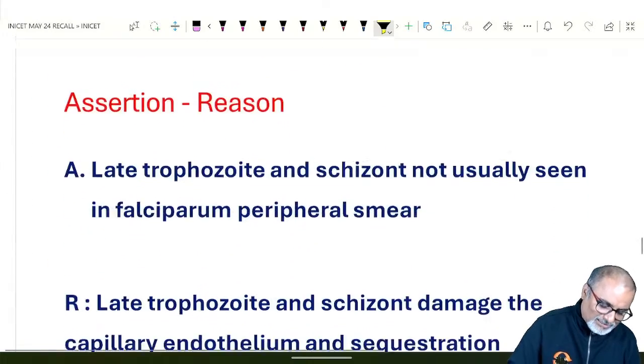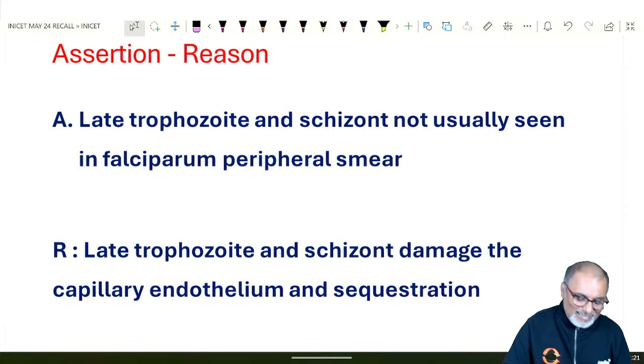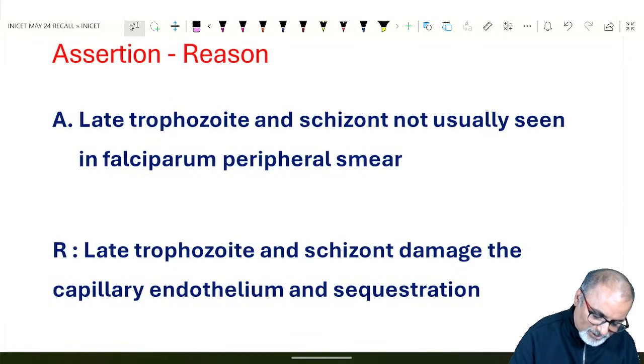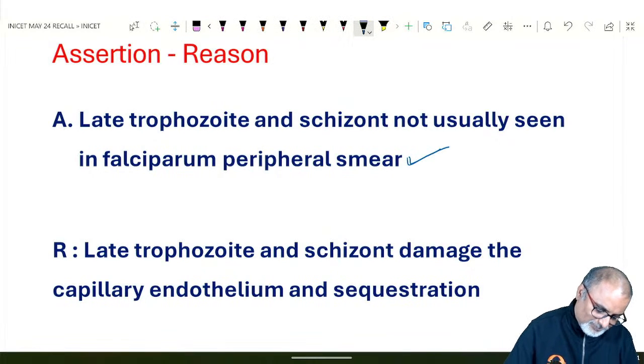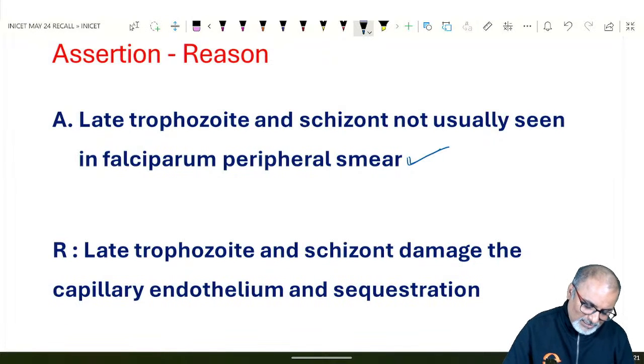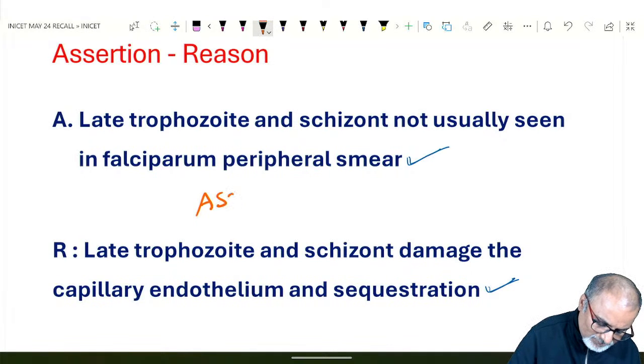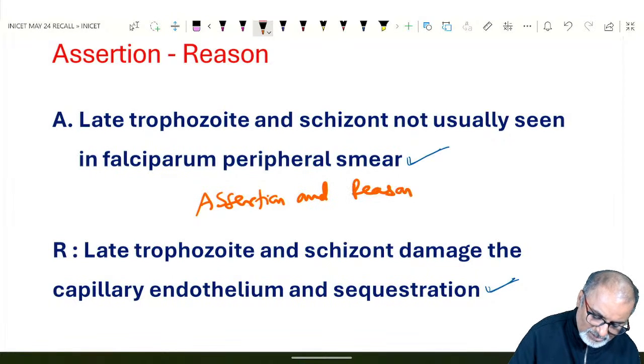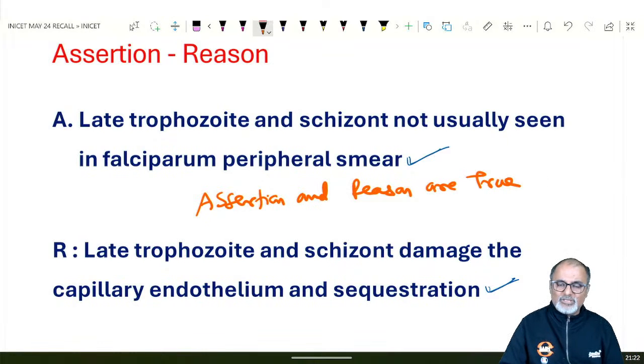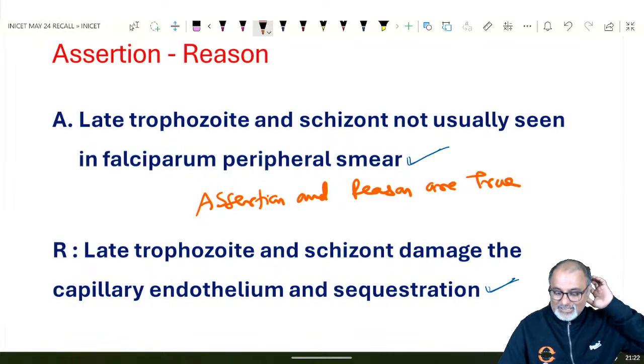Okay, right. Assertion and reason, beautiful. Late trophozoite and schizont are not usually seen in falciparum. Yes, the assertion is right. It's true. Late trophozoite and schizont damage the capillary endothelium through sequestration. Because of this, we can't demonstrate late trophozoite and schizont in the peripheral smear of Plasmodium falciparum. So here the assertion and reason are both true, and the reason explains the assertion.